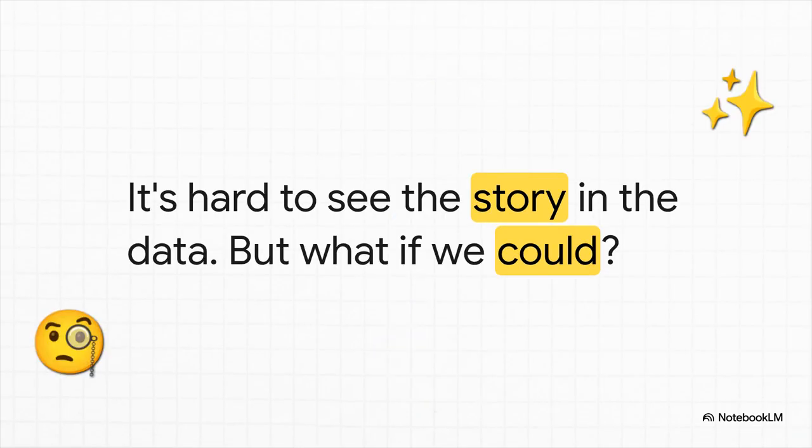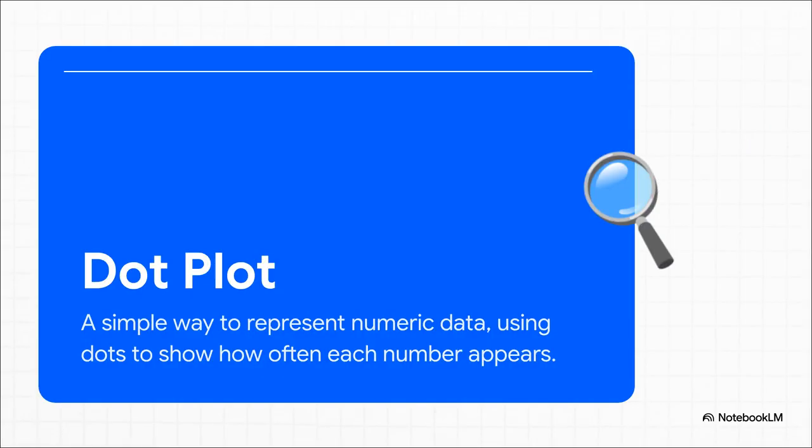But what if there was a way to make these numbers almost magically arrange themselves into a shape we could understand? A story we could read in a single glance. Well, guess what? There is. Let me introduce you to the hero of our explainer, the dot plot. It's probably one of the most straightforward ways to visualize data. All it does is use dots to show how often each number pops up. Basically, it turns a boring list of numbers into a really useful picture.